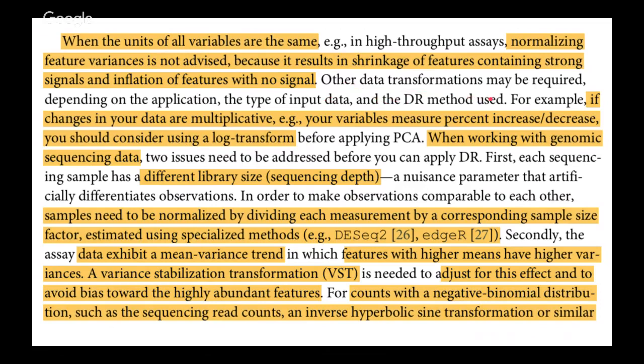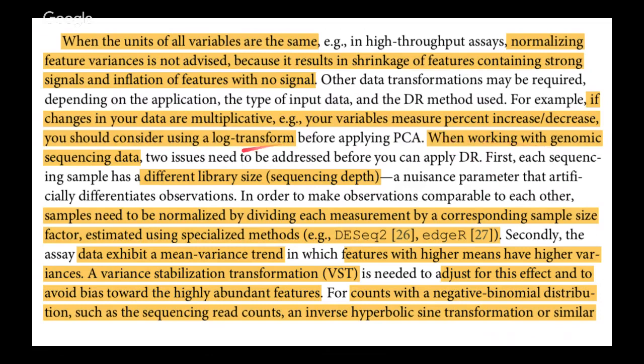Other data transformations may be required depending on the application, the type of input data, and the DR method used. For example, if changes in your data are multiplicative, for example your variables measure percent increase or decrease, then you should consider a log transform before applying PCA. And this is quite common, log transformation, because a lot of things are on that kind of scale in biology. A lot of things that are measured in molecular biology are on that kind of scale.